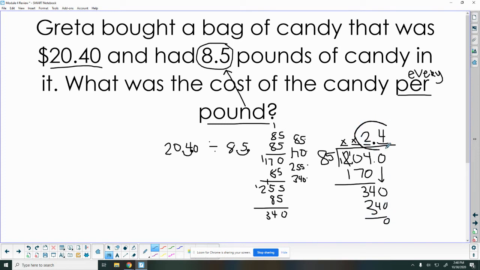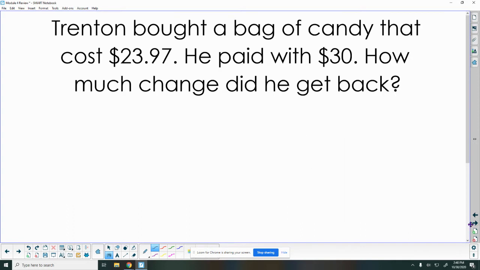So every pound cost $2.4. So when she bought 8.5 of those, that cost her $20.40. So every pound was $2.40. So it's a good idea when we're talking about money to give it 2 decimal places.